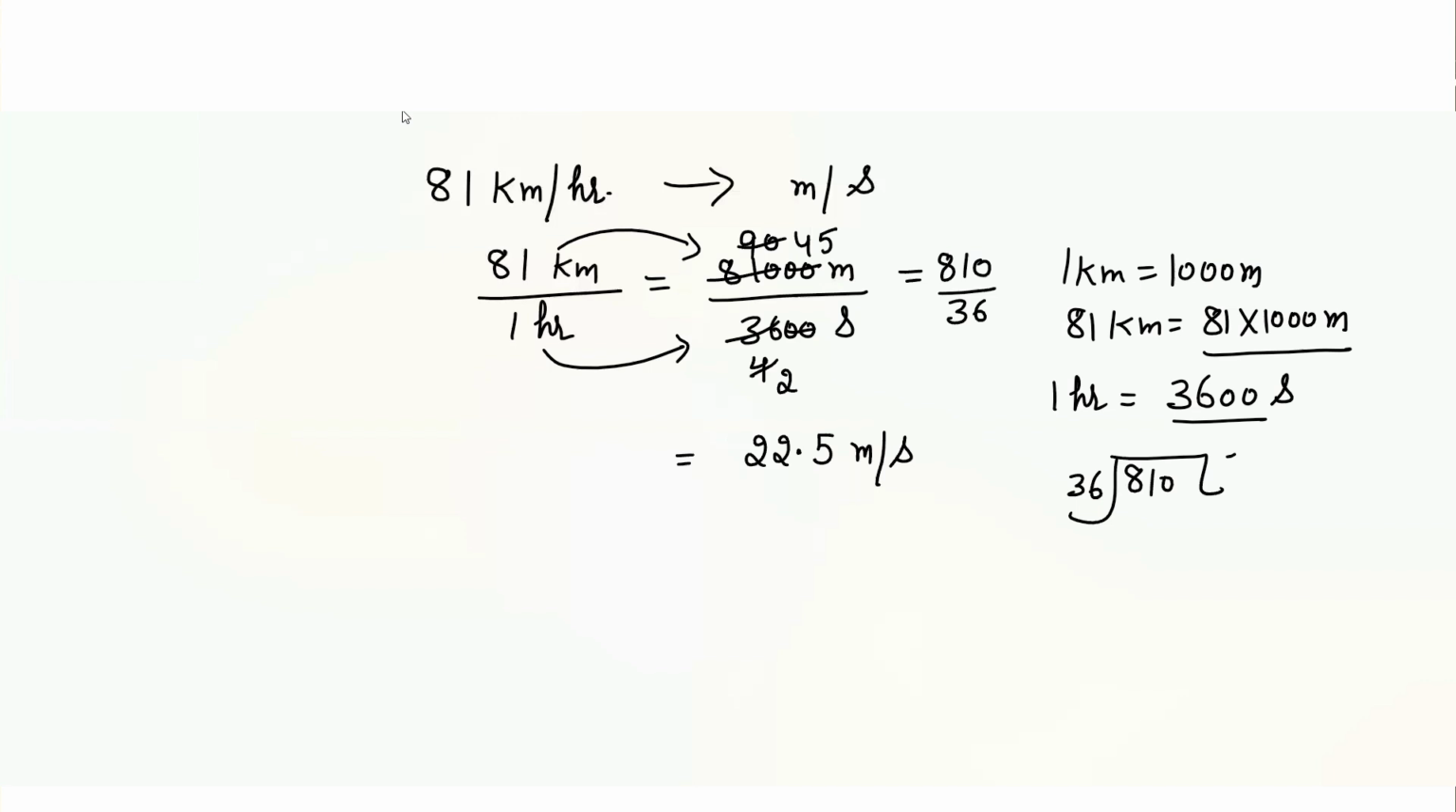So 36 twos are 72. We'll get here 9 and then a 0. Then again we'll write here 2. Then 72. We'll get here 1, 8. And then we have to put a point here. Then a 0 here. Then you will get it equals to 180. So we will get the same answer. Now we have learned how to convert kilometer per hour into meter per second. Now let's learn how to convert meter per second into kilometer per hour.